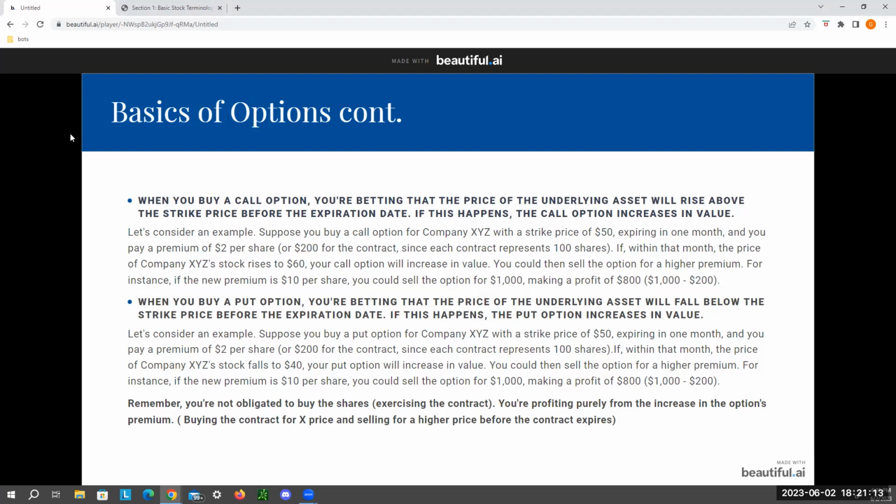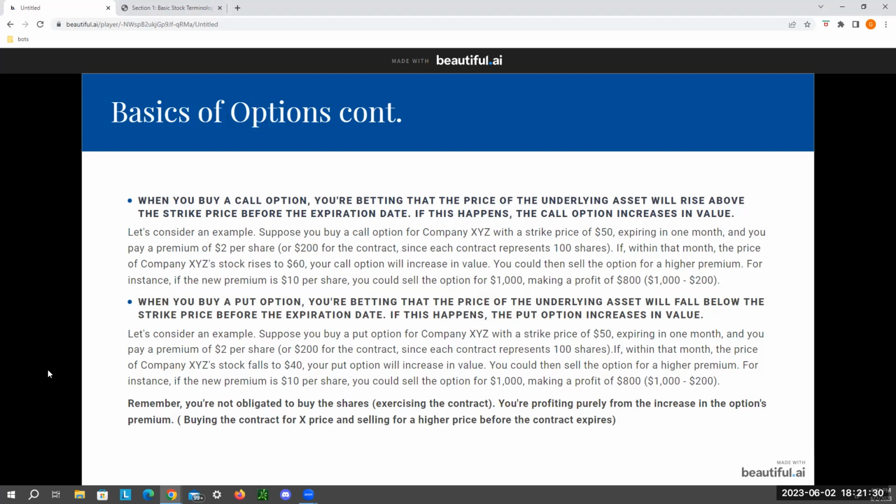So if you buy a put option for the company XYZ with a strike price of 50, and you pay a premium of $2 per share, which would be a 2.00, which is $200 on the options chain. Within that month, the price of company stock falls to 40, your put option will increase in value. Why? Because the stock price fell.